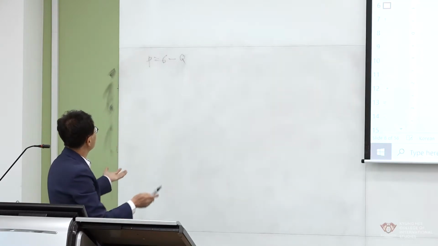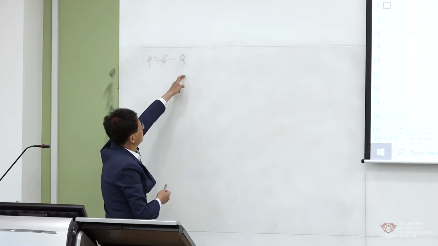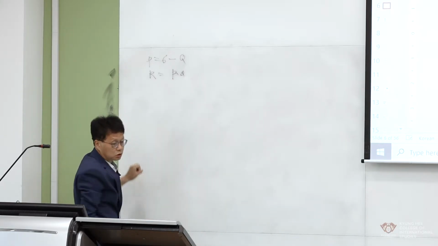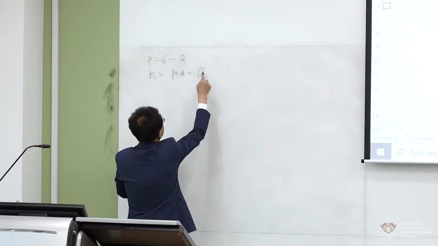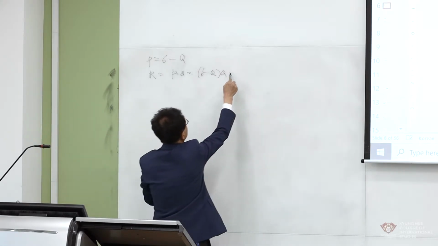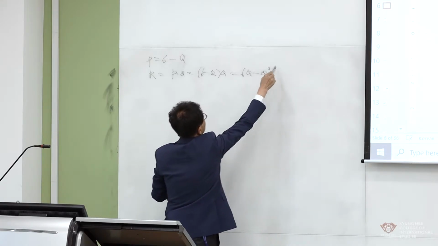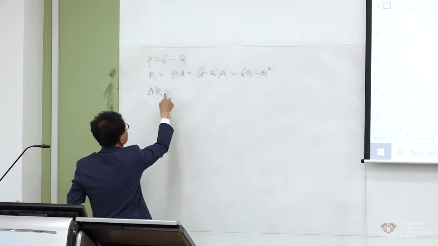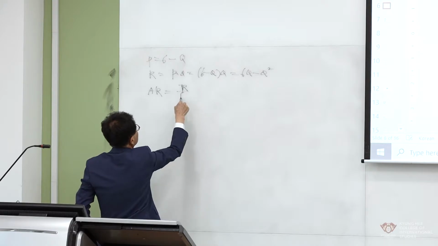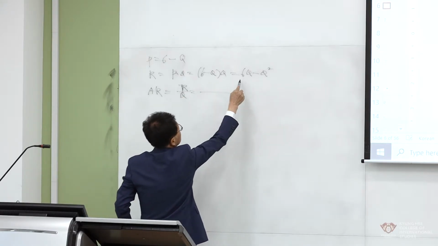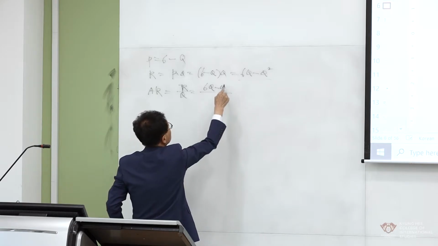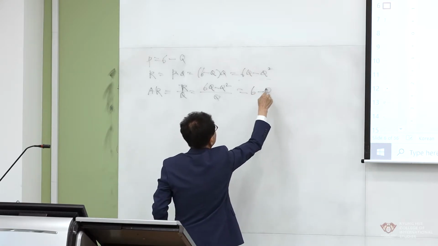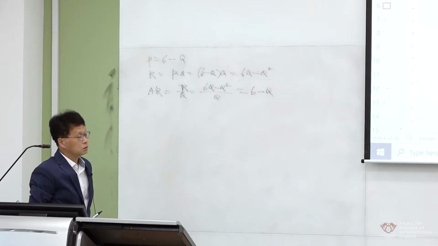Now price is 6 minus Q. Total revenue is price multiplied by Q, that means (6 minus Q) times Q, in other words 6Q minus Q squared. That is total revenue. Average revenue is total revenue divided by Q, that means (6Q minus Q squared) over Q. So we get 6 minus Q. That is average revenue.